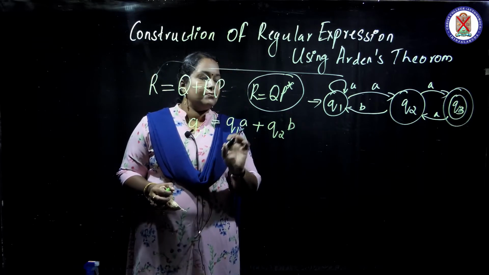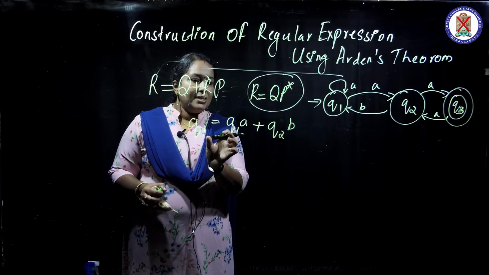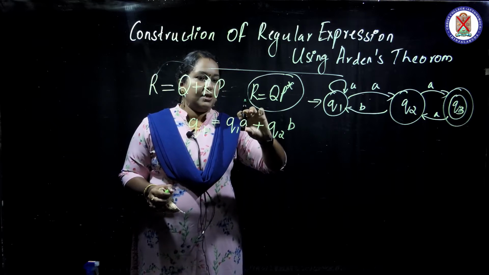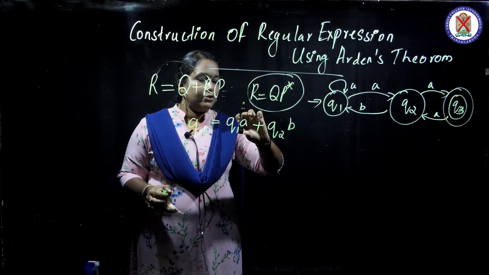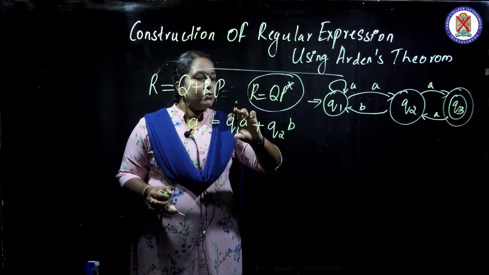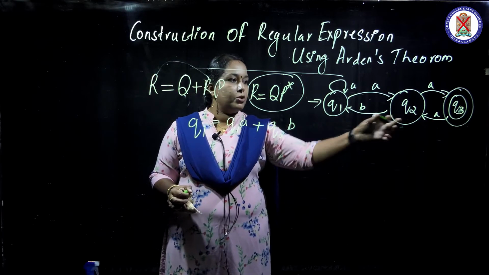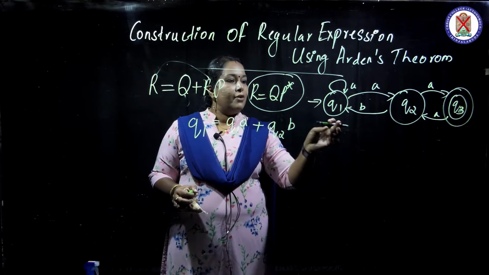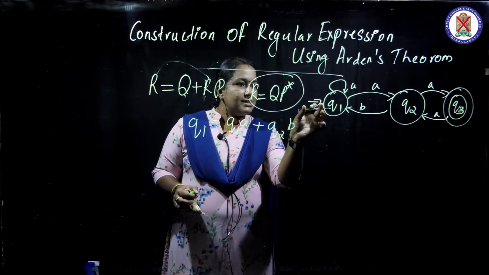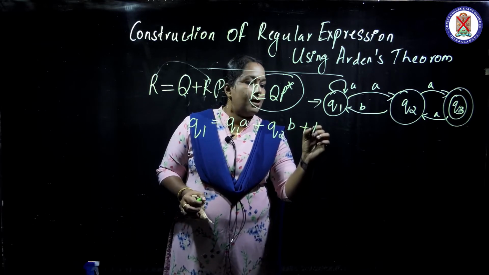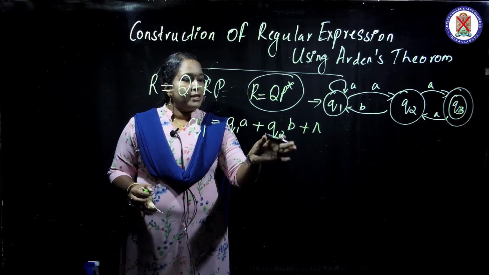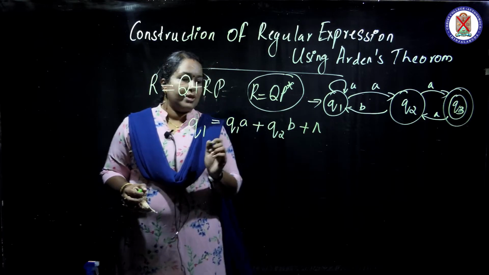So from this, you understand that the equation for state Q1 is given by which symbol is coming to state Q1 and from which state. It is self looping, so Q1A. Next, from Q2 with B coming to Q1, so Q2B. Plus, since this is the initial state, plus epsilon. Very simple.